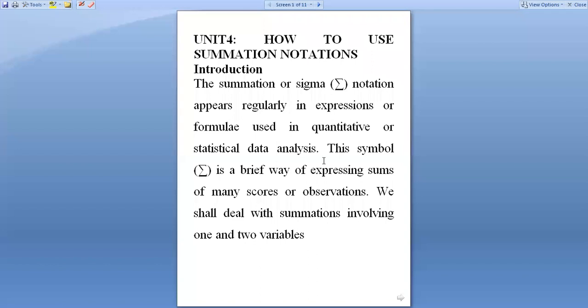We have said that we have summation notations for one variable, for two variables, and for more than two variables. This is commonly referred to as univariate summation notations, bivariate summation notations, and multivariate summation notations. Here, we said we shall deal with the summation notations involving one and two variables, that is univariate and bivariate summation notations.